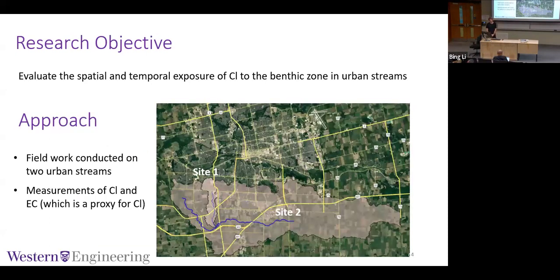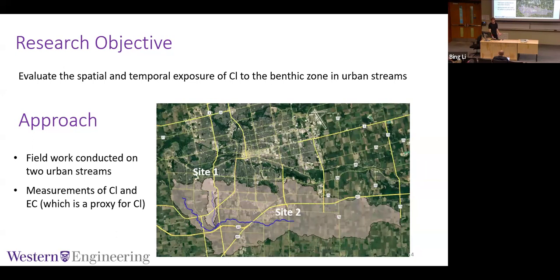So my objective is to evaluate the spatial and temporal exposure of chloride to the species living in the benthic zone. And to do this, I did field research at 2 sites, or 2 urban streams shown here, one smaller stream, the first one, and a bigger stream. So the small stream's about 2 meters wide and the bigger one's about 10 meters wide. And the small stream actually discharges into the bigger one. And they're both located in the southern part of London.